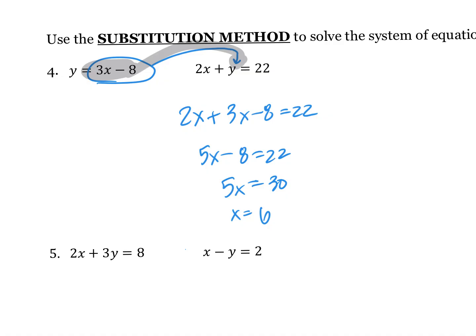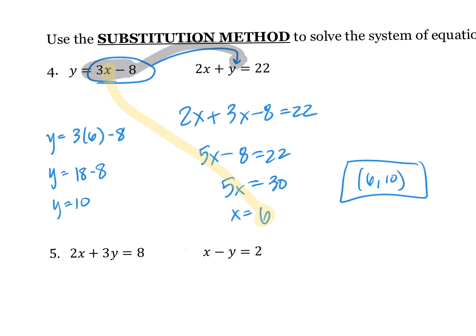Do you want to plug that in to the right equation or the left equation? Because it doesn't matter. To the left, and Esther, actually, even though it doesn't matter, this is less steps by plugging it in here, because my y is already by itself. 3 times 6 minus 8, Esther, what'd you get? Beautiful. So we got 6, 10 as this point of intersection.